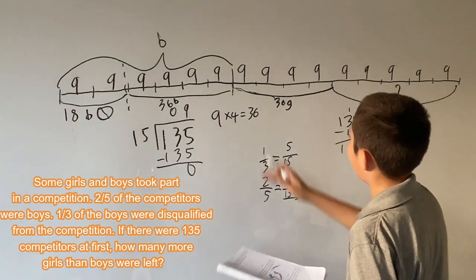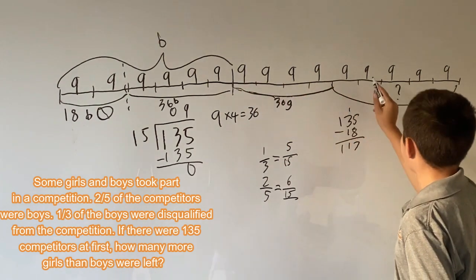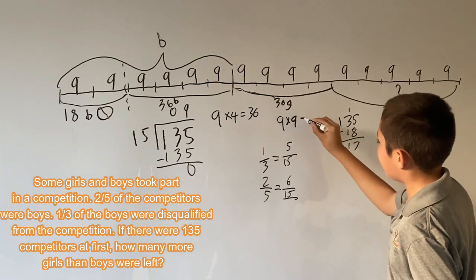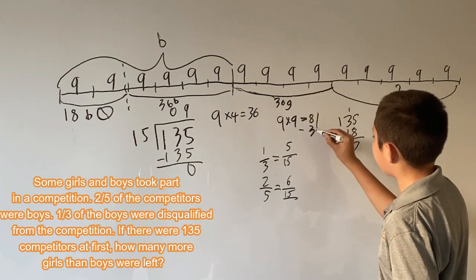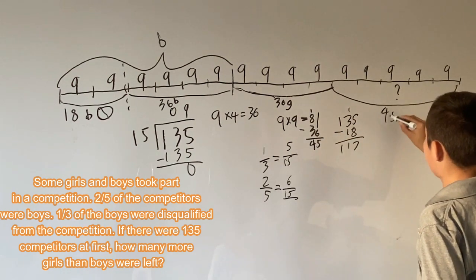Firstly, let's see how many girls there are in total so far. There's 1, 2, 3, 4, 5, 6, 7, 8, 9, 9 9s, and 9 multiplied by 9 is equal to 81. This means that 81 subtracted from 36, getting us 45, is the answer to this word problem.